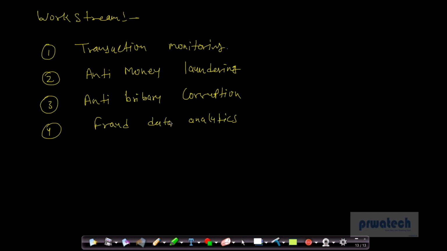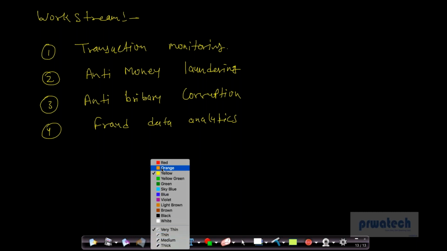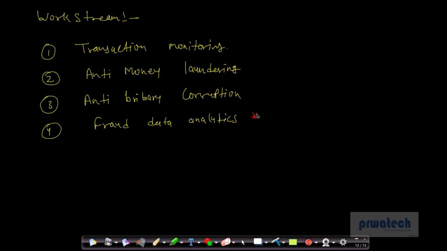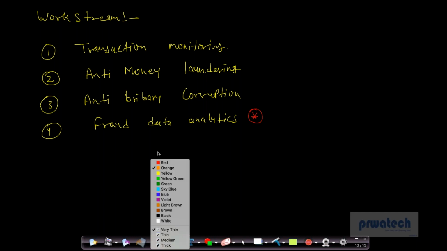But again, as I said, data science is not the first stage. Data engineering will be the first stage. If you start working in the future, you will get the idea that only after data engineering are we putting this data into the data science side. So fraud data is very important. I'll put 1 star here. Very, very important topic today.